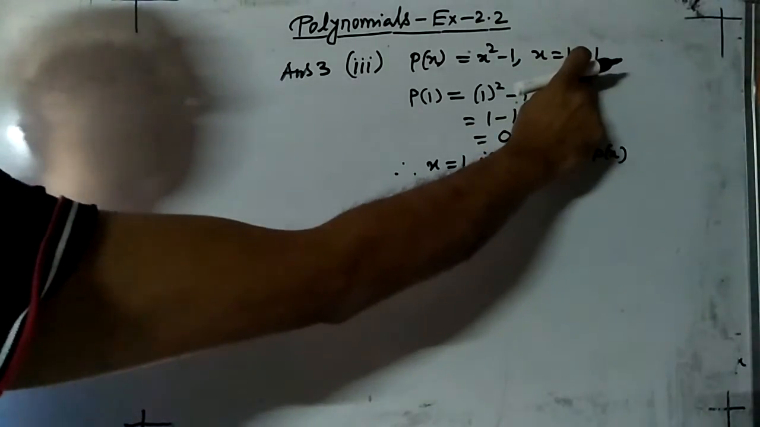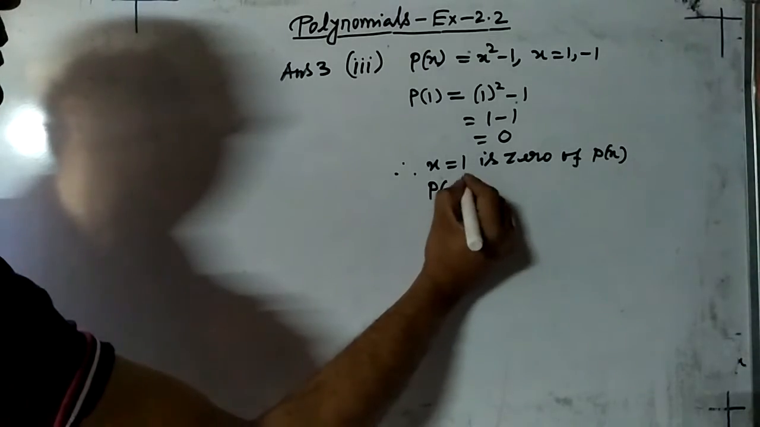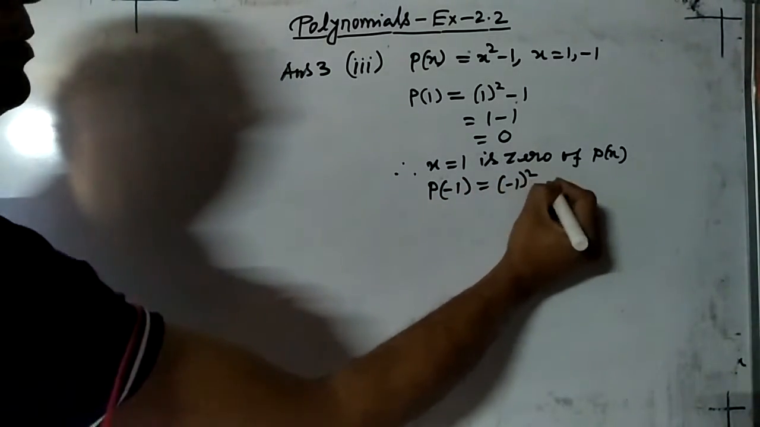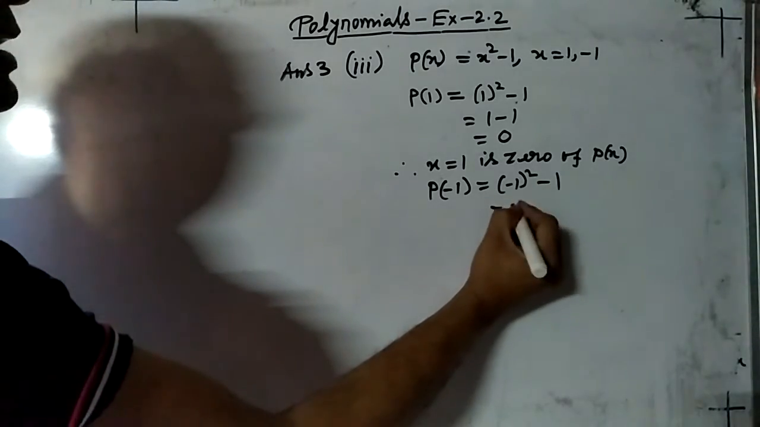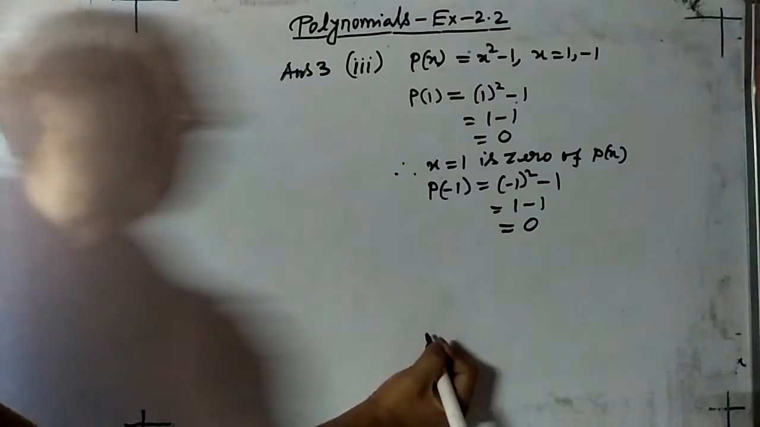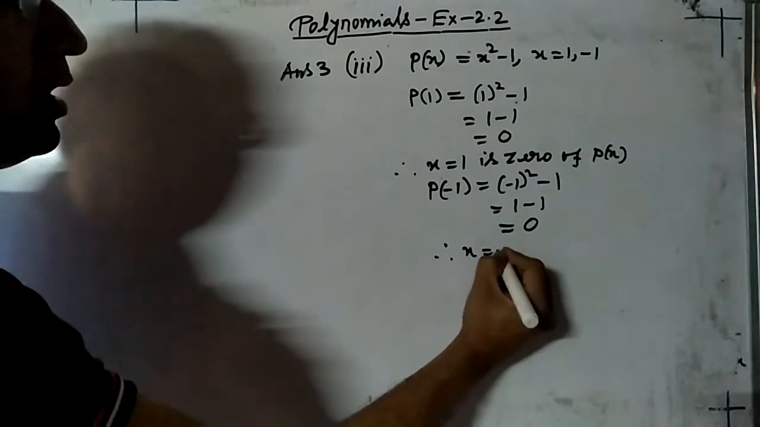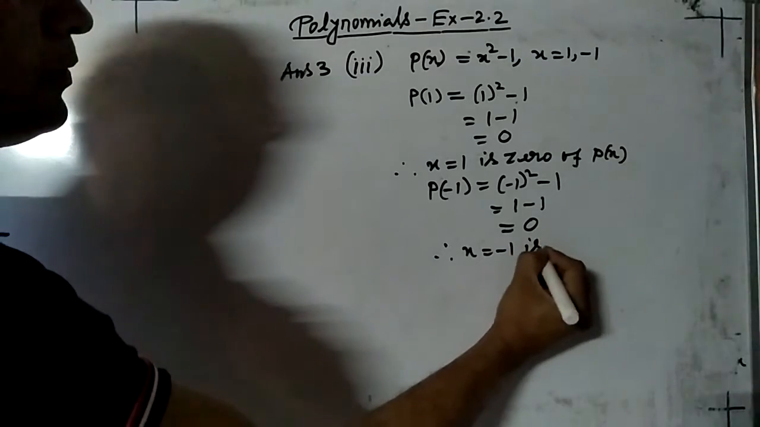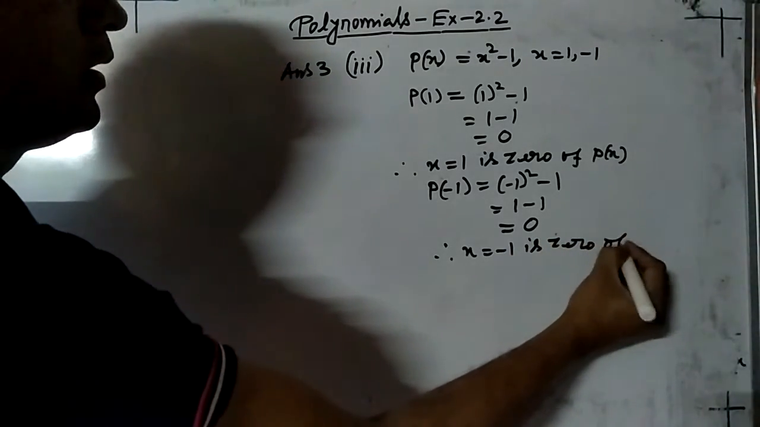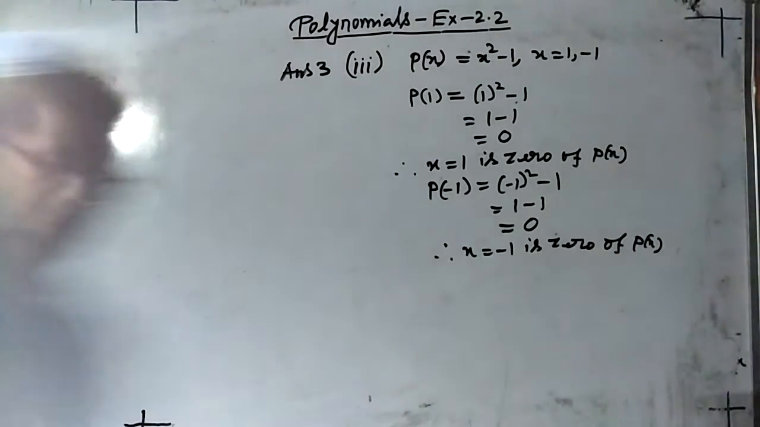Achha, check minus 1 also. p(minus 1), we'll get minus 1 square minus 1. Now minus 1 square is 1, minus 1. So here also we are getting 0. Therefore here we can say that x equals minus 1 is a zero of p(x). So this is our answer.